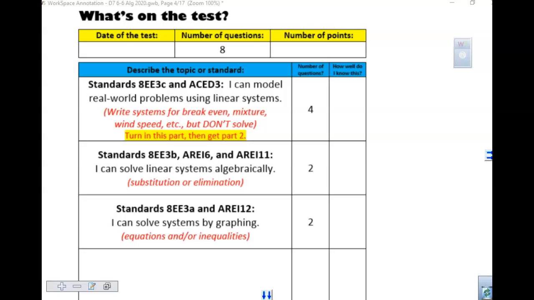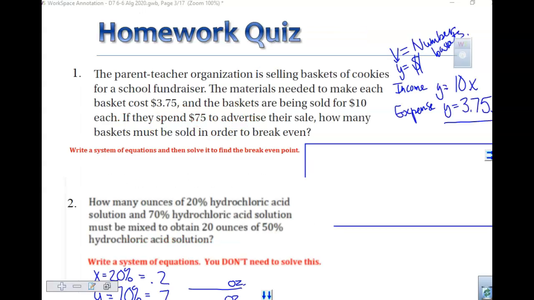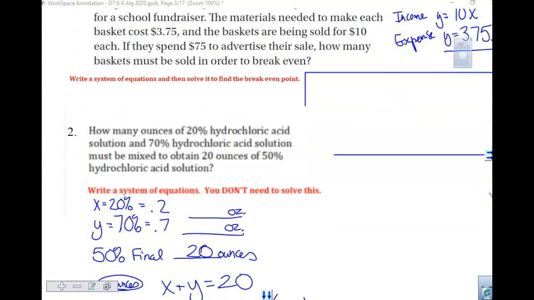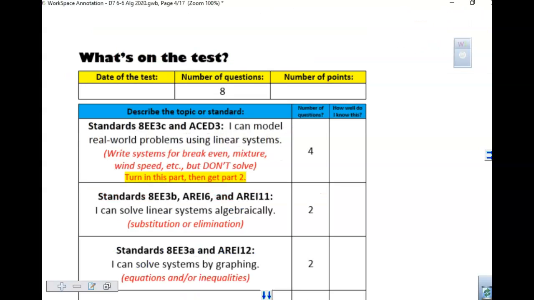The number of points on the test, I'm not sure. I think it's 50 points, okay? And it's 8 questions. So when you write those 2 equations, that's 4 points for this equation and 4 points for the next equation. So those are the ones that we just looked at.